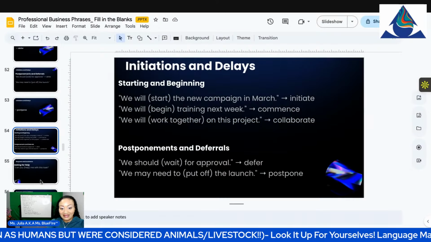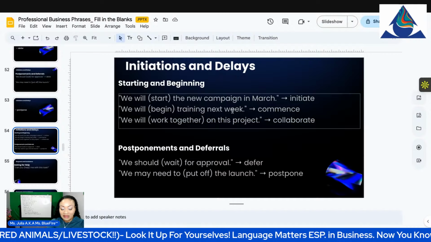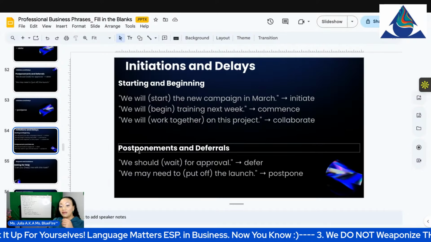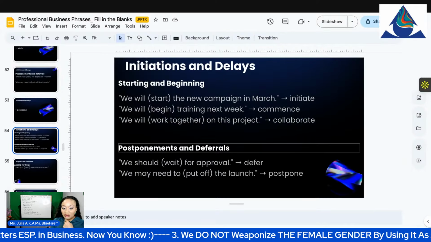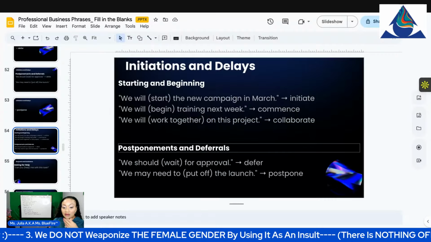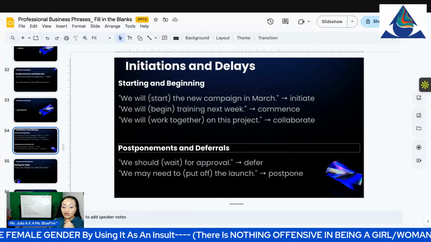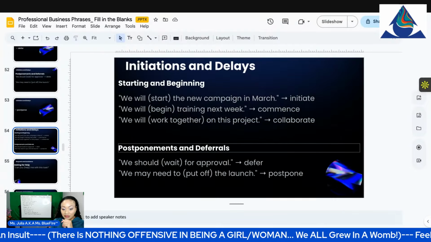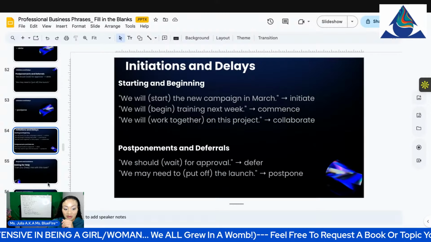Initiation and delays. All right, so here we go. This is everything here on the screen. We will start a new campaign in March. We will initiate a new campaign in March. We will begin training next week. We will commence training next week, right? We will work together on this project. We will collaborate. We should wait for approval. We should defer. We may need to put off the launch. We may need to postpone the launch.